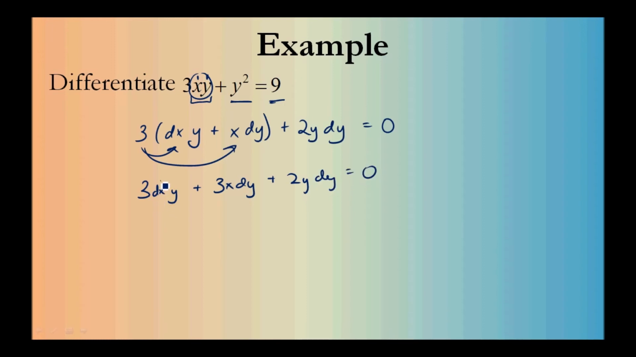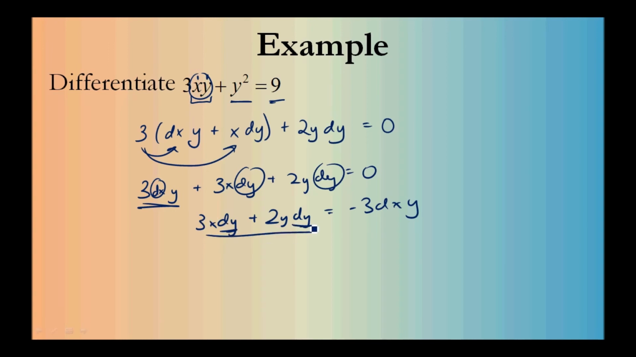We'll separate the dx's and the dy's, so we'll subtract this part of the equation. So 3x dy plus 2y dy is equal to negative 3 dx y. Factor out the dy from this bit here, so we have dy times (3x plus 2y) is equal to negative 3 dx y.